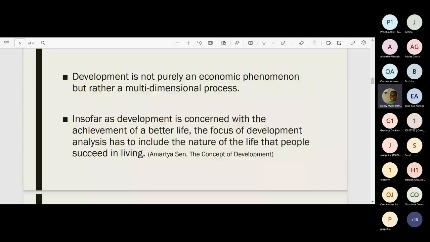So far as development is concerned with the achievement of a better life, the focus of development analysis has to include the nature of the life that people succeed in living. When we are analyzing development, it has to include the nature of the life that people succeed in living. I want your views, people.